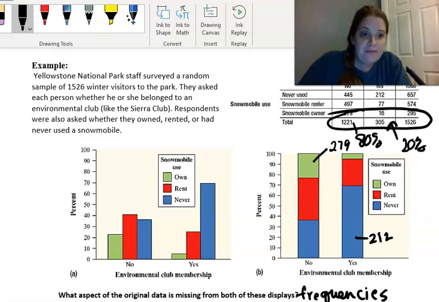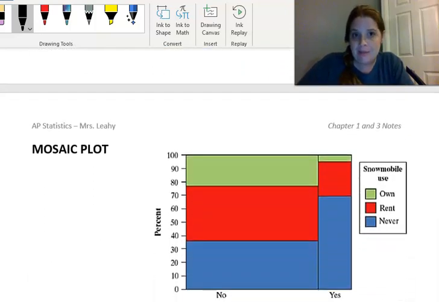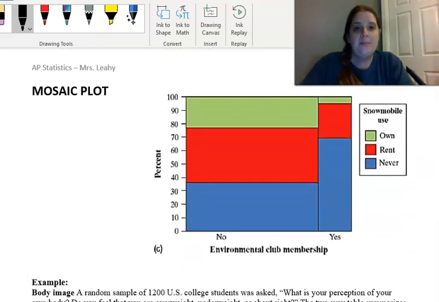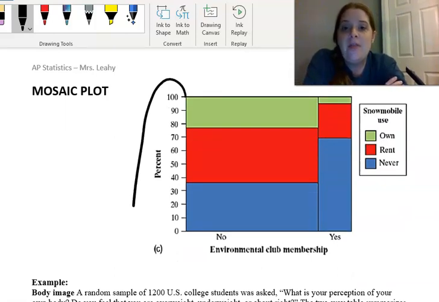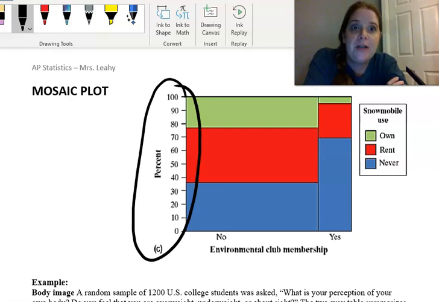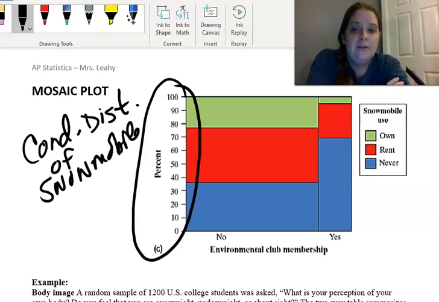So how can we fix that? If we really want to fix that, one of the things we can do is make something called a mosaic plot. This is basically a segmented bar chart that still allows us to see, vertically on that vertical axis, the conditional distribution of snowmobile use.